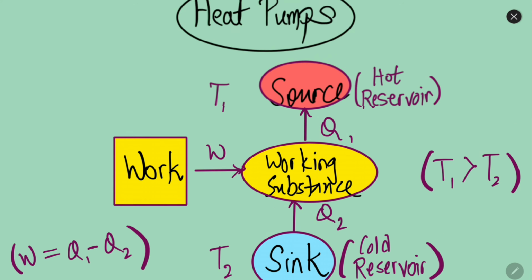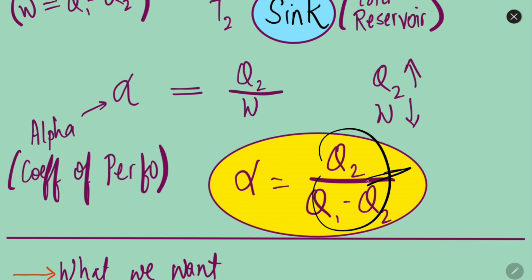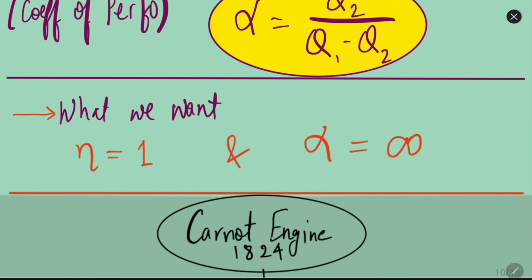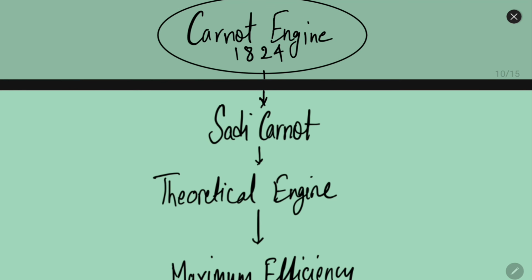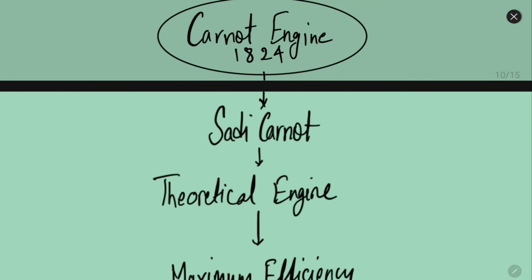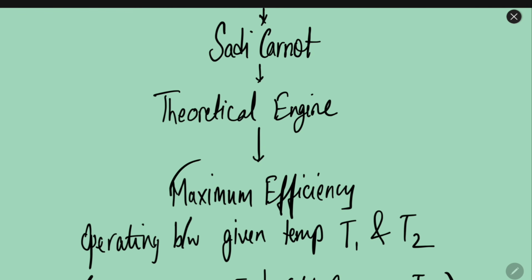Again, work done will be equal to Q1 minus Q2, so efficiency will be Q2 over Q1 minus Q2. So we want efficiency to be 1 and alpha to be infinity, but obviously this is not always possible. So let's study about the Carnot engine. The Carnot engine was first given by Sadi Carnot in 1824. It is a theoretical engine, and its efficiency is maximum.